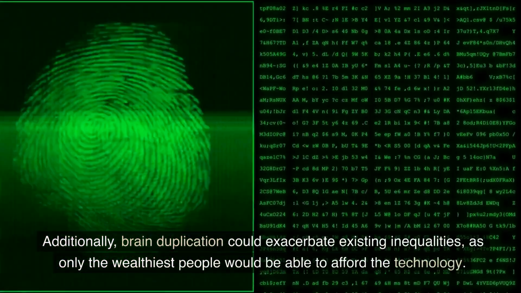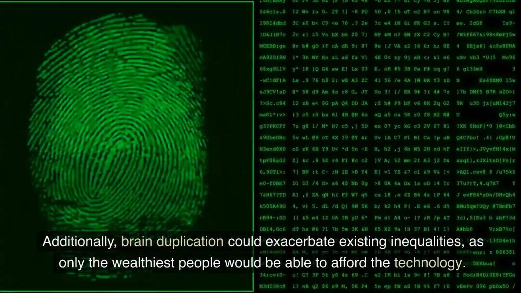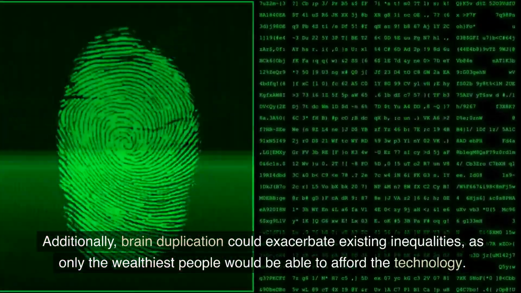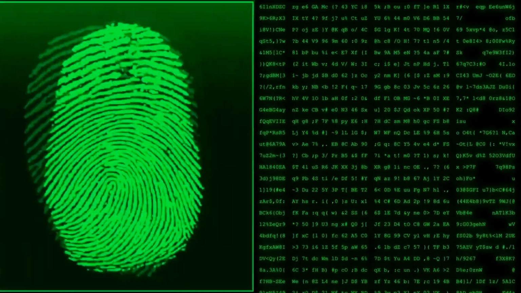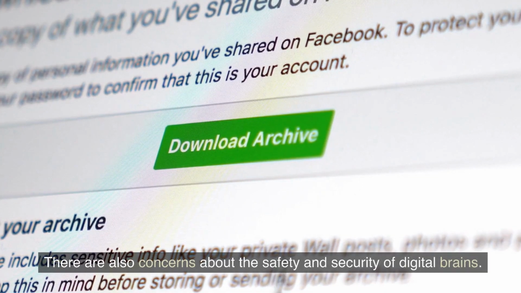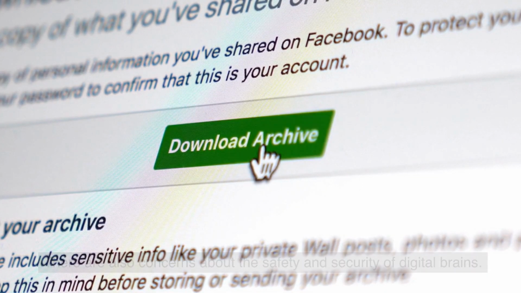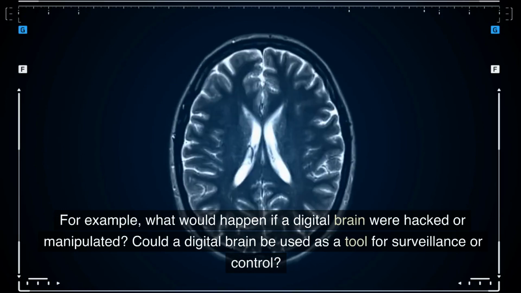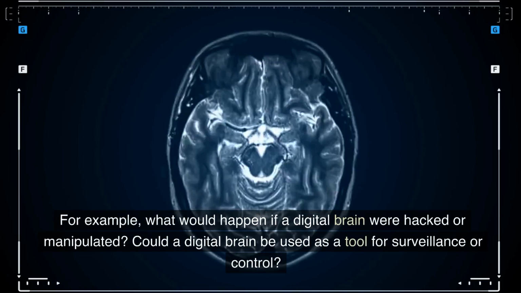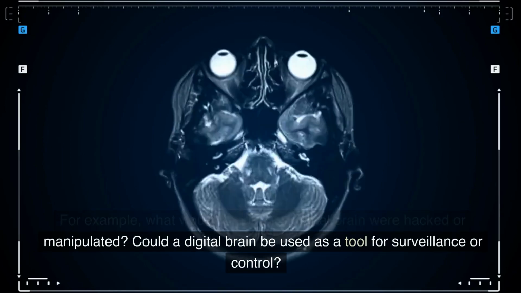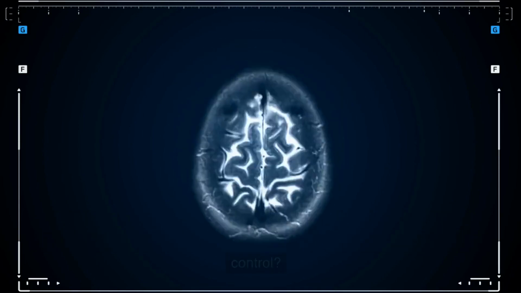Additionally, brain duplication could exacerbate existing inequalities, as only the wealthiest people would be able to afford the technology. There are also concerns about the safety and security of digital brains. For example, what would happen if a digital brain were hacked or manipulated? Could a digital brain be used as a tool for surveillance or control?